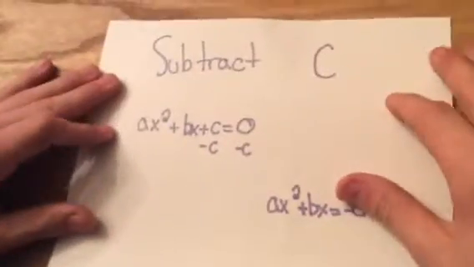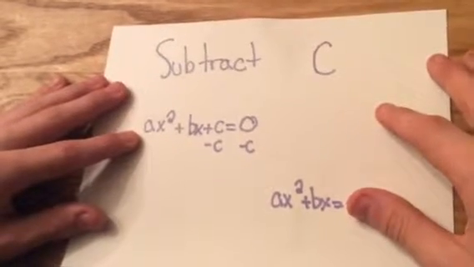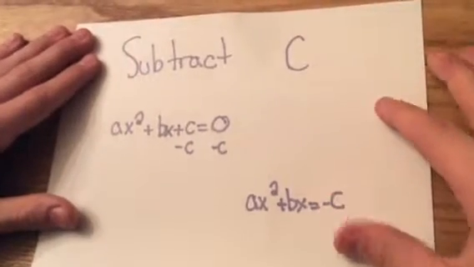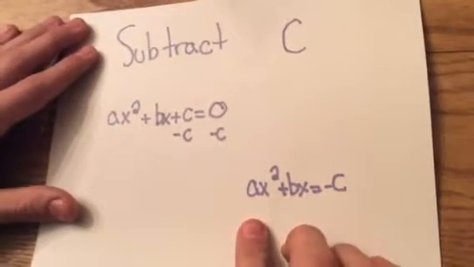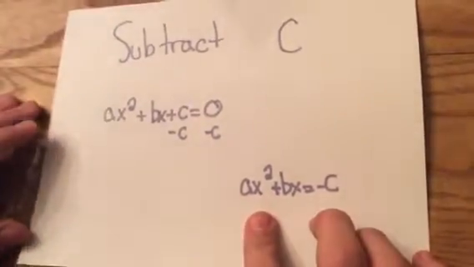We are given the equation ax squared plus bx plus c equals 0. The first step is to subtract c from both sides. The new equation will be ax squared plus bx equals negative c.